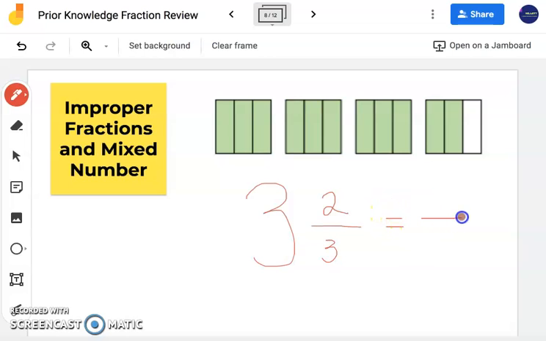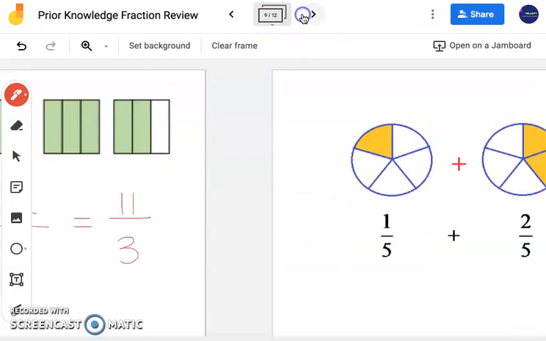So now we have thirds. Let's see how many thirds we have. Well, 1, 2, 3, 4, 5, 6, 7, 8, 9, 10, 11 thirds. And that's showing me that 11 thirds is exactly the same as 3 and 2/3.